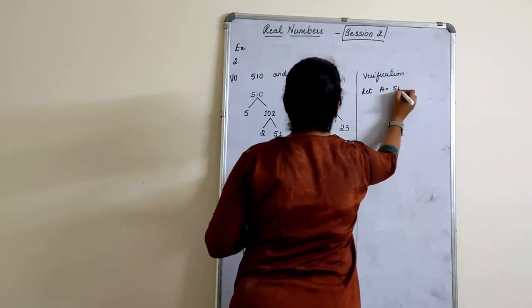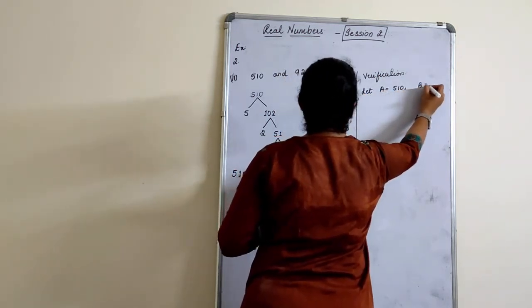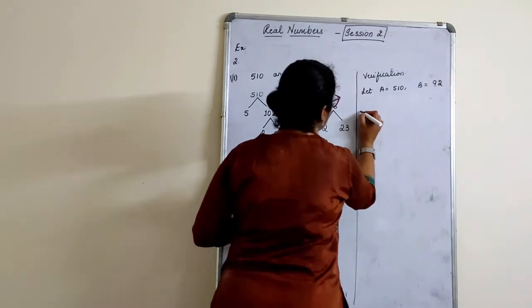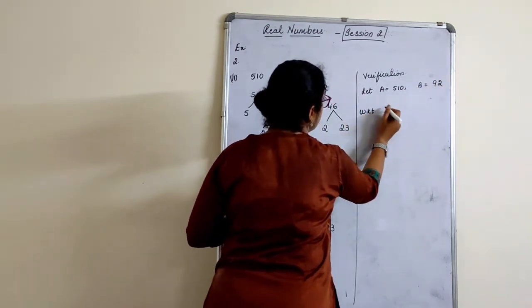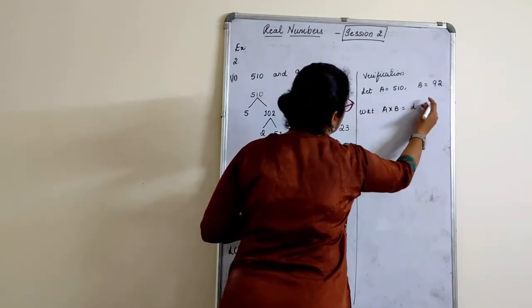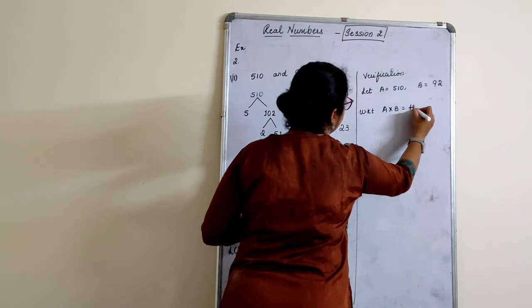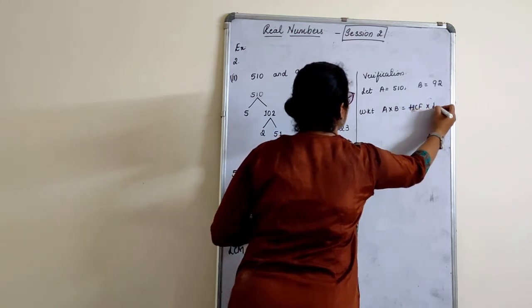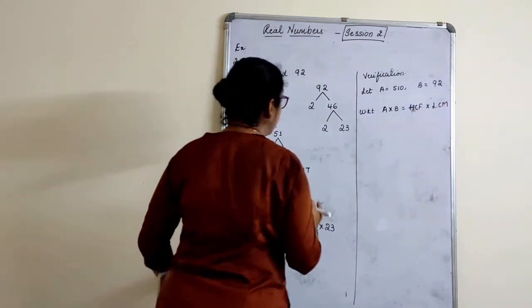Let A be 510 and B be 92. We know that A into B is equal to HCF into LCM. What is A into B?